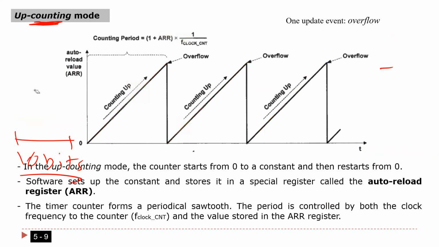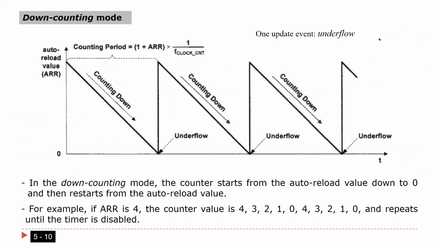As you see here, you can select up counting if you want. Also, we have down counting. The difference in down counting is that you start from ARR, it decrements until it is 0, and then goes to ARR again, decrements, and so on. This is how the hardware works.